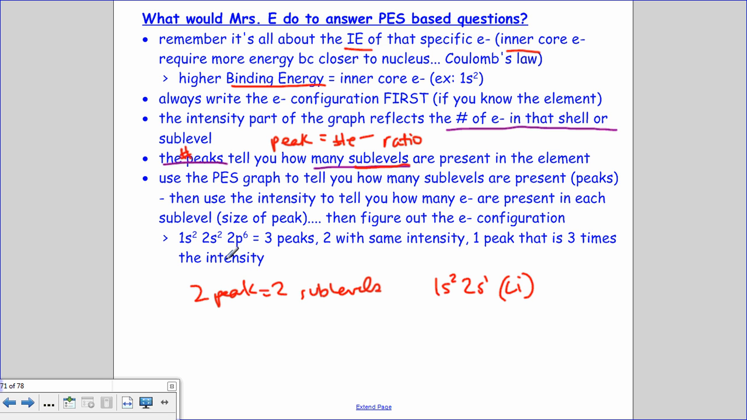If you have something like this example down here, 1s2, 2s2, 2p6, you've got 3 peaks, 2 which will have the same intensity because we have 2 electrons and 2 electrons, so it's a 2 to 2 to 6 ratio. So the 2 peaks with the same intensity relate to the 2 that have the same number of electrons. The final peak is 3 times greater because it's the ratio of 2 to 6. So this is a really helpful hint if you know how to read the graphs. Okay?